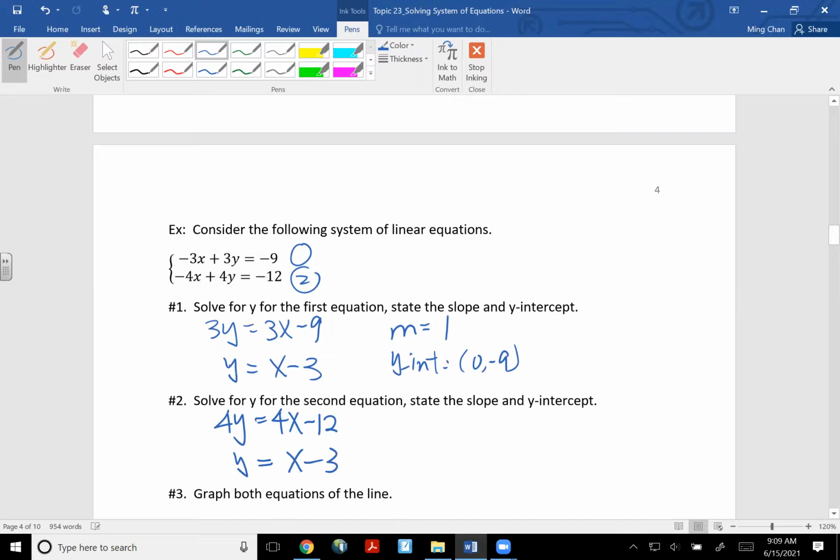What do you see here? Exactly the same. Oh, I'm sorry. I don't know why I said 9. It's negative 3. Exactly the same line. Same line means the slopes are the same, the y-intercepts are the same. Parallel lines means the slopes are the same, but the y-intercepts are different.